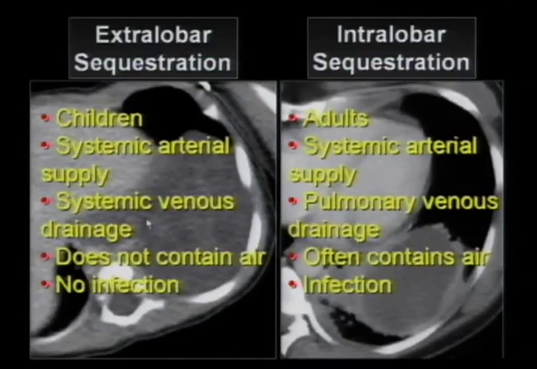Extralobars tend not to be infected. Intralobars tend to present with infection at some point. So recurrent pneumonias in a young adult, that should send up a red flag. You may be dealing with a sequestration.